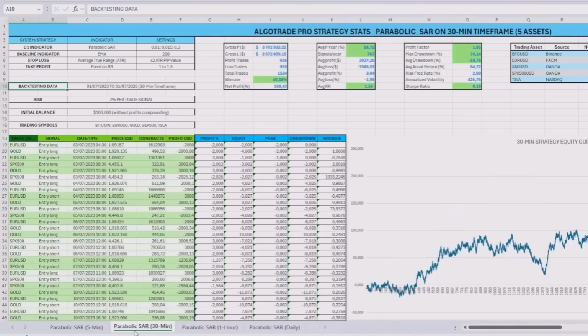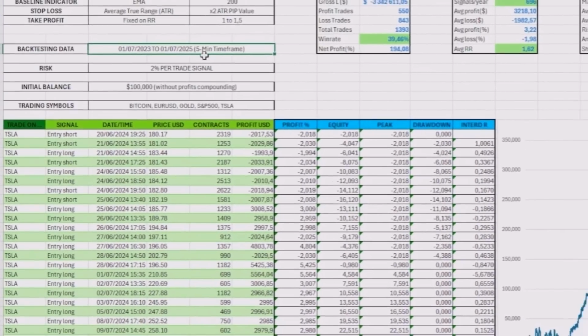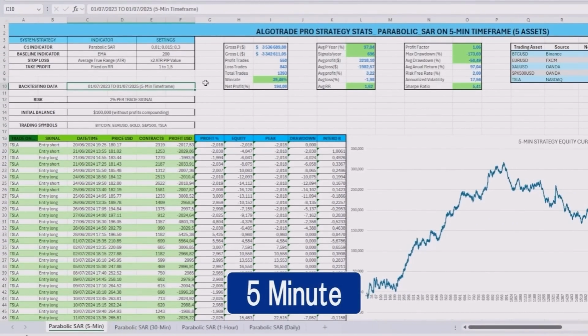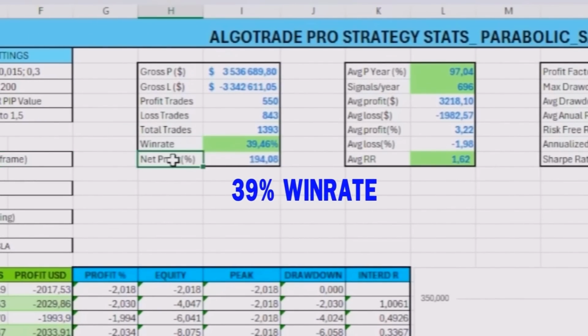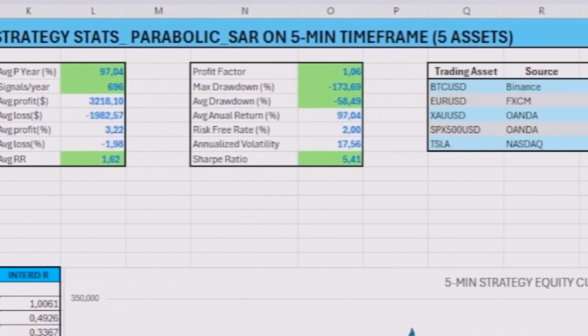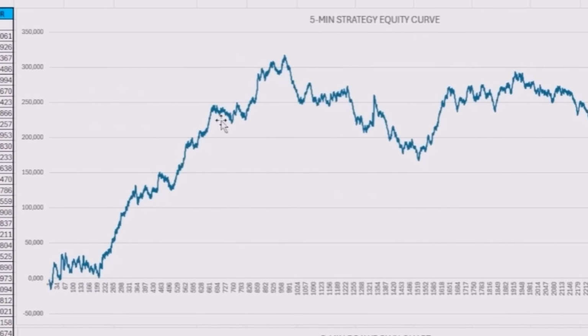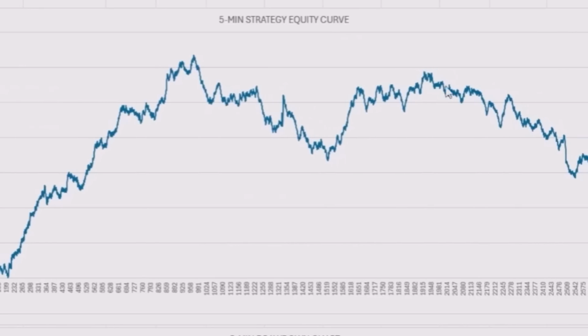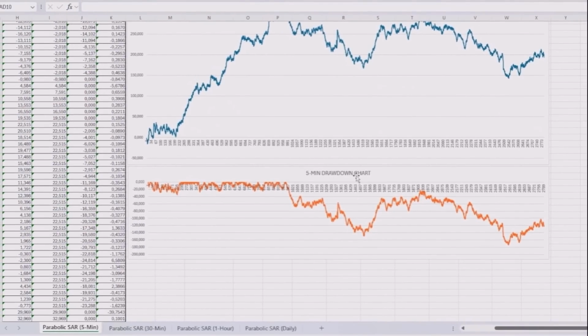I downloaded all the results by asset and time frame and combined them to get a clear view of the overall performance. Let's start with the 5-minute time frame. Here we have nearly 1,400 trades. The win rate floated around 40% and the net profit was close to 200%. But before you get too excited, take a look at the equity curve. The strategy started strong, but later experienced a huge drop. Definitely not something you want to see on a live system.